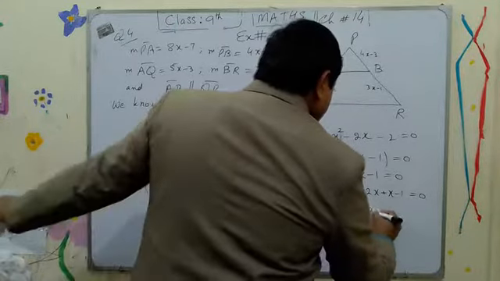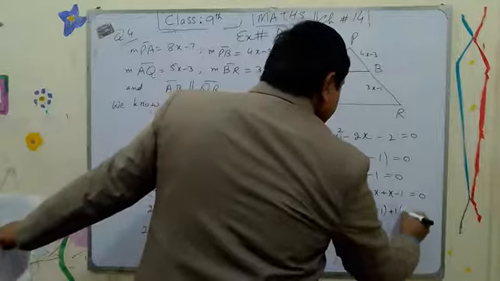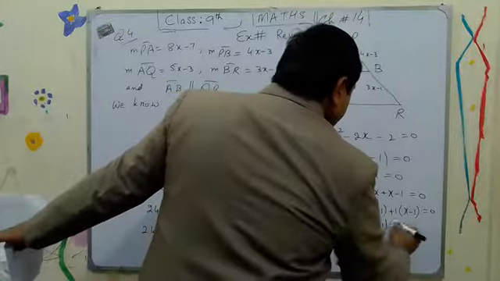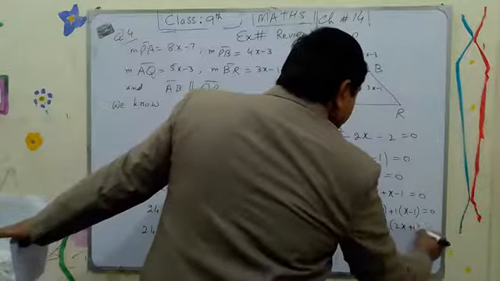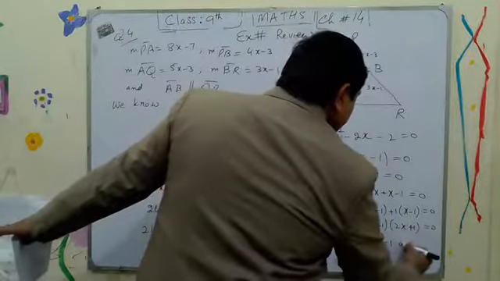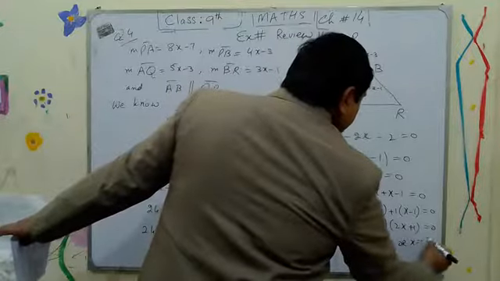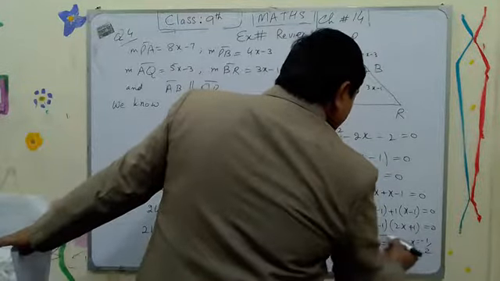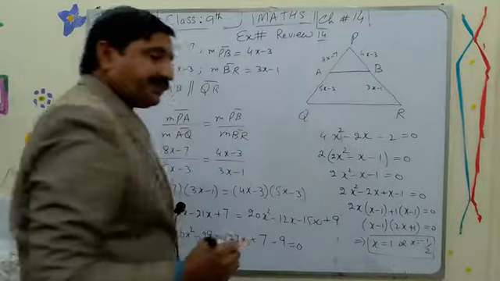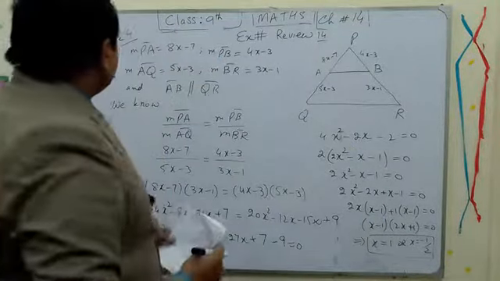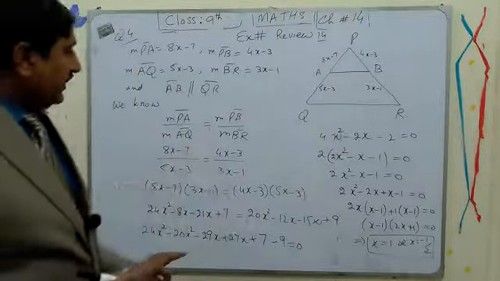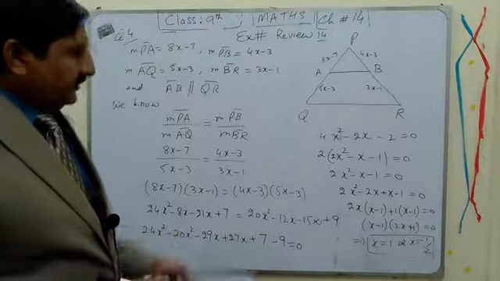Taking 2x as a common factor, and x minus 1 as a common factor, that is equal to 0. It will give you (x minus 1)(2x plus 1) equal to 0, and this implies that x is equal to 1 or x is equal to minus 1/2. These are the two required values for x. Okay guys, this is the value of x that we were required to find.